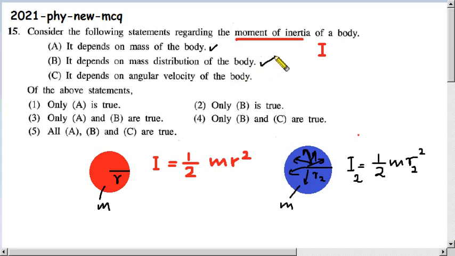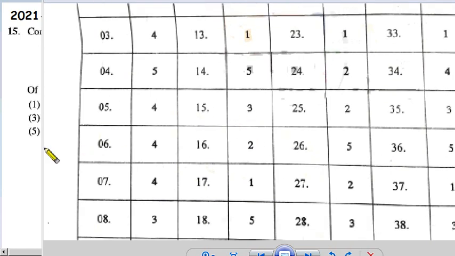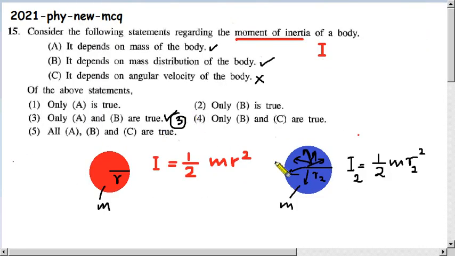So that is correct. But it depends on angular velocity of the body is wrong. It doesn't depend on angular velocity. Therefore, the answer is A and B. Only A and B are true. So the third one is the answer for question number 15.